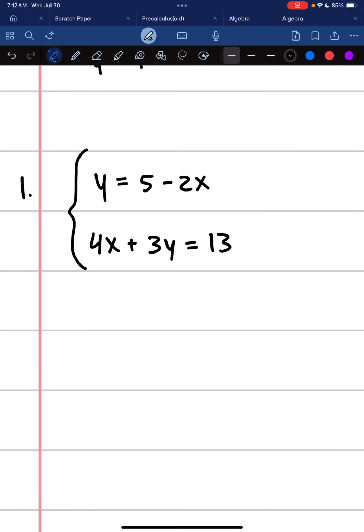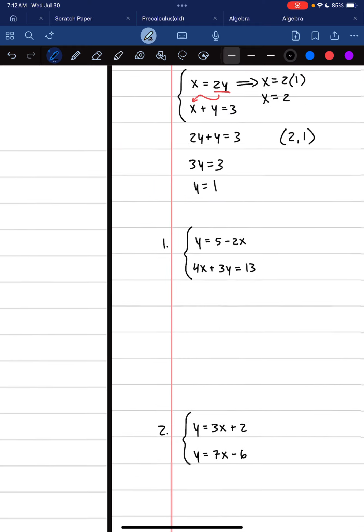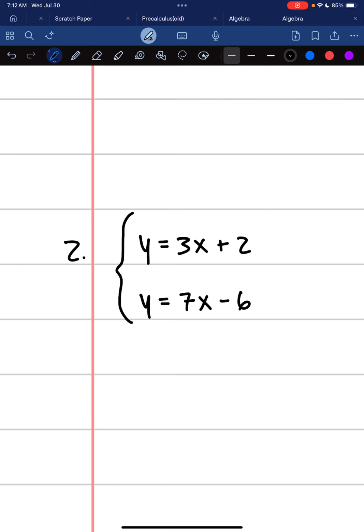We have y is equal to 5 minus 2x, and actually this one is better. y is equal to 3x plus 2, and also y is equal to 7x minus 6. So we can see that y is equal to 3x plus 2, and y is also equal to 7x minus 6. So if y is equal to both of these things, then these two things should be equal to each other, right? Because we know that y is equal to y.